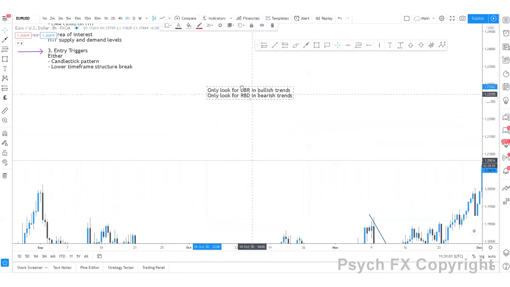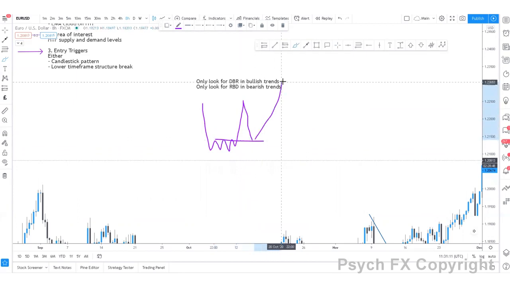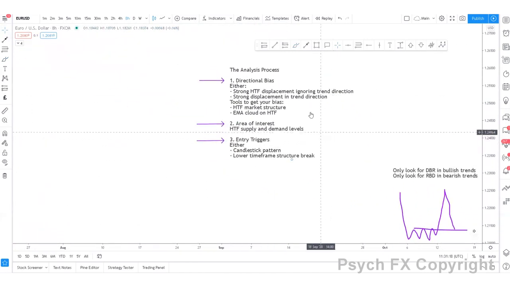Okay, very, very simple. Remember, drop base rally. Okay, we're not just entering here, we're waiting for it to return to that consolidation and then go up. Okay, that is the proper drop base rally. Okay, and so you can choose either one of these. It's up to you which one you want to choose. Again, you're going to learn which one works best with your personality during back testing and stuff like that.